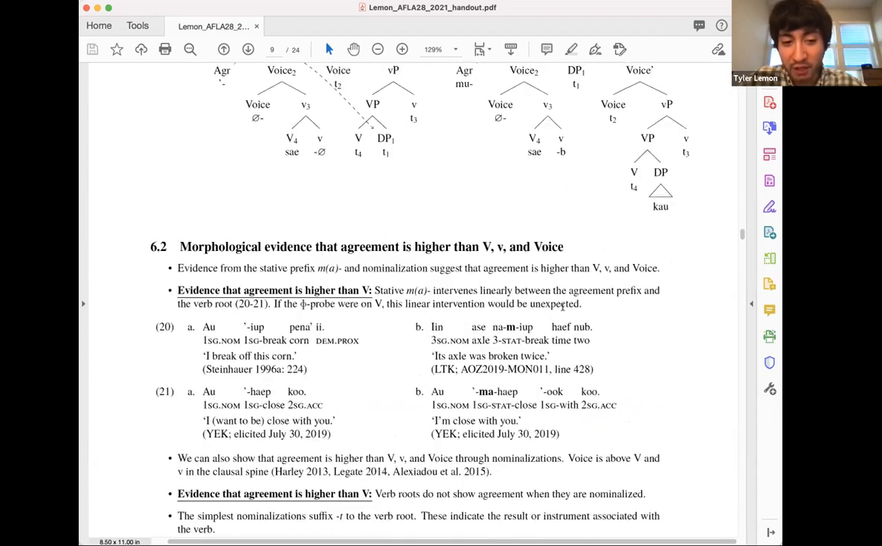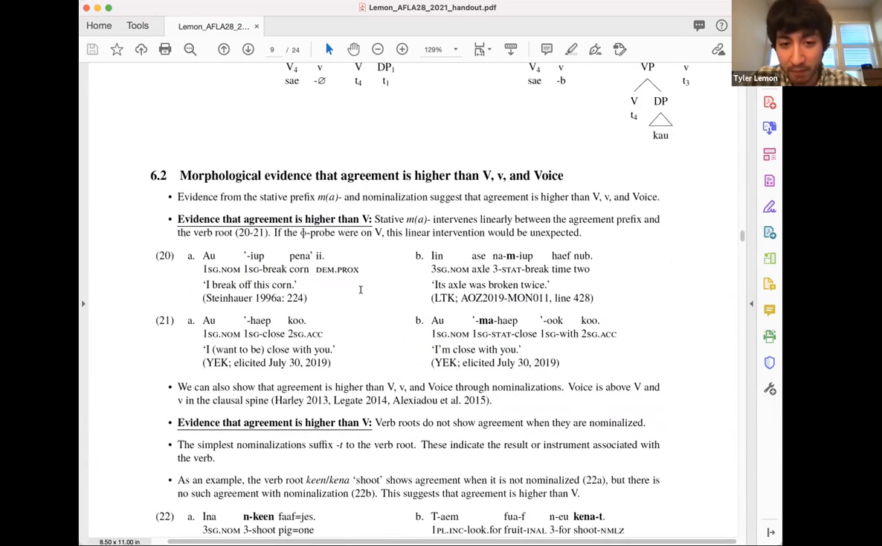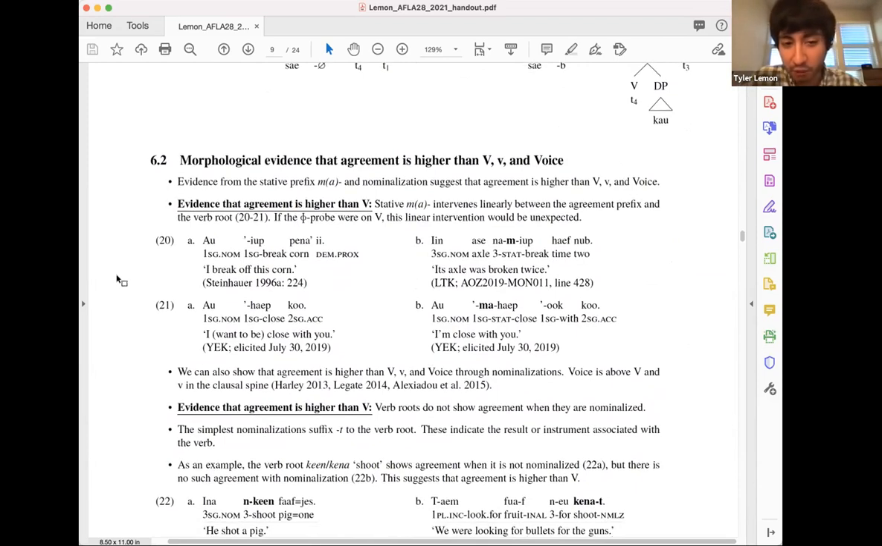There's also morphological evidence that agreement is higher than big V, little v, and Voice. And this primarily comes from the stative prefix ma and nominalization. So first, for evidence that agreement is higher than big V. This is a fairly transparent argument. It's just that stative ma intervenes linearly between the agreement prefix and the verb root. If the phi probe were on big V, this linear intervention would be unexpected.